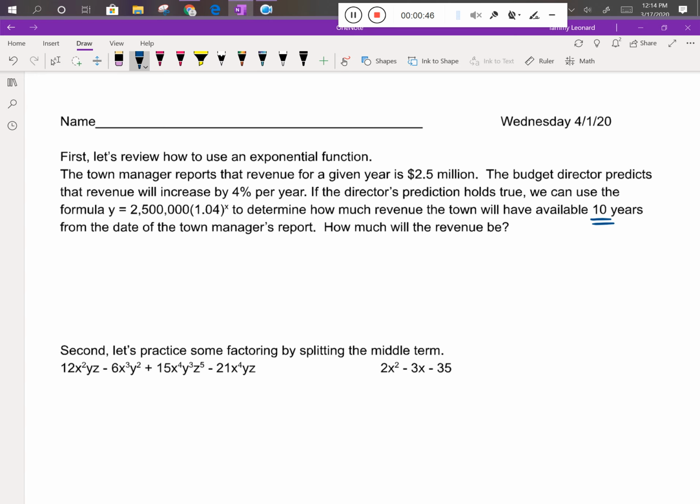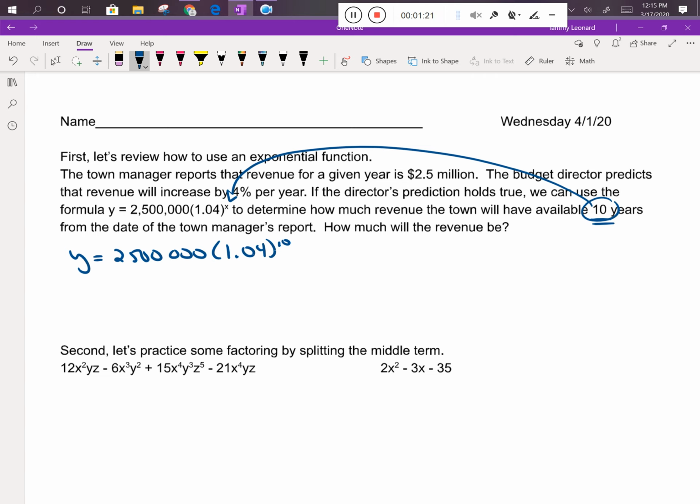Well, 10 years means we need to take that 10 and put it in for x. So the math that we're doing looks like this. And we need to be careful about the order of operations when we put this into our calculator. Remember, we first look to do what's inside parentheses. Well, what's inside the parentheses is just a number, so there's nothing to do there. Then we look to exponents, and we do have one of those. So we need to take the 1.04 and we need to raise it to the power of 10.